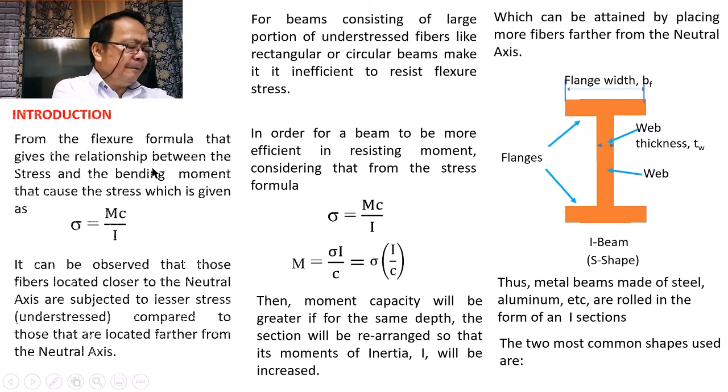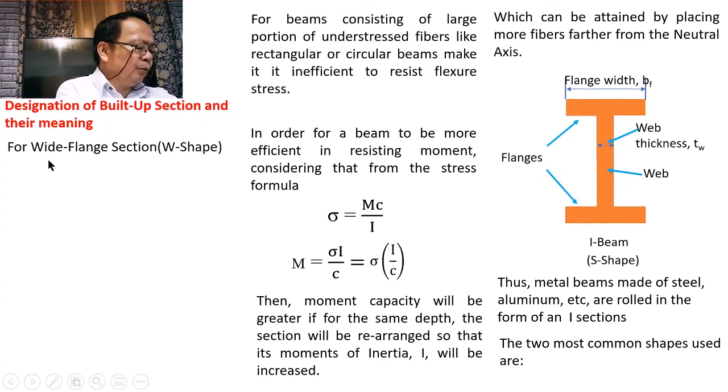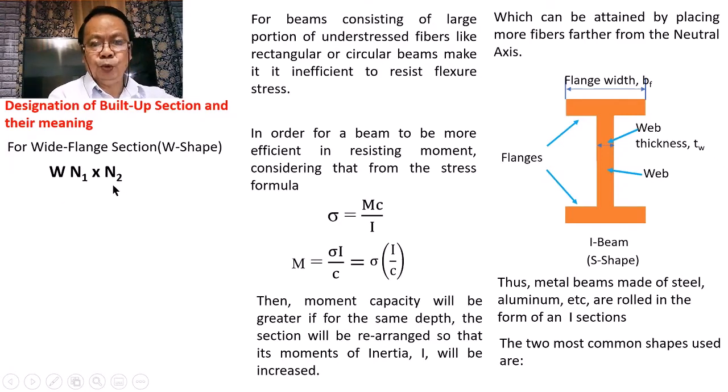Now, how do we designate them? How is it identified? Each kind of section has its own notation. For example, we have the wide flange section, or what we call the W shape. This kind of wide flange section is designated by its own kind of notation. We have W, then the first number, N sub 1 by N sub 2. This W refers to its type, a section having flanges that are wide enough. That is why it is called a wide flange section.